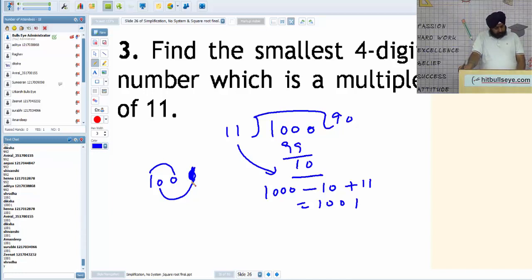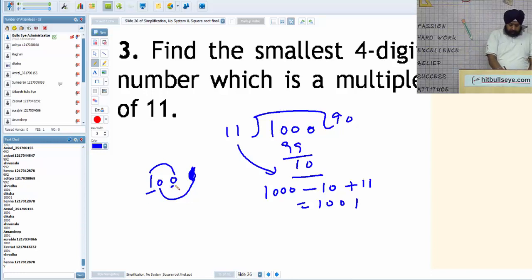By the divisibility rule you can even check. You can't change this place, you can't change this place. So the smallest number to be added to make it divisible by 11 is 1 here. So 1001 is the answer.